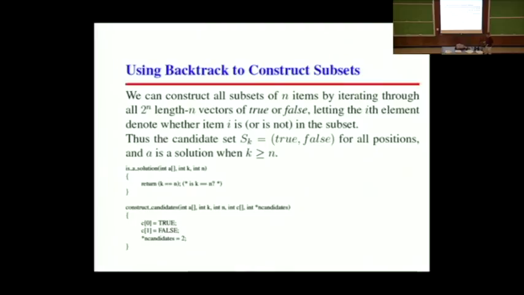How will I tell whether my solution is complete? If I want to construct a subset of n things, I've got to have n trues and falses. Does everybody see that? So if k is the same as my desired size of a permutation, do I have a solution? This is basically saying if k equals n, then true, otherwise false. What are my candidates for the ith position? In this case, if I'm going to construct all subsets, what are the possible choices for the ith position in my subset? Either I'm going to include the ith element or I'm not, right? So if I'm representing my solution as an array of trues and falses, candidate 1 will be true, candidate 2 is false. I've got 2 candidates for that, right? Any questions?